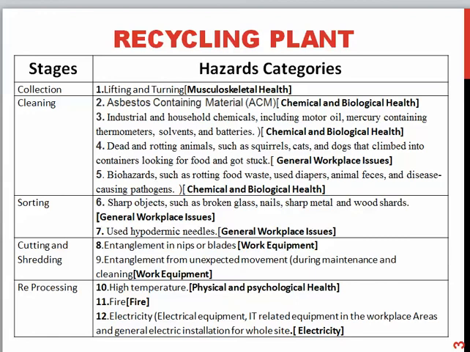So when we are collecting, for example, recycling of plastic bottles, you have to lift and turn them down into the plant. So it's a lifting and turning hazard. The second process of this plant is cleaning. In cleaning, you will find ACM material hazard. There are a number of ACM materials you can check from Google.